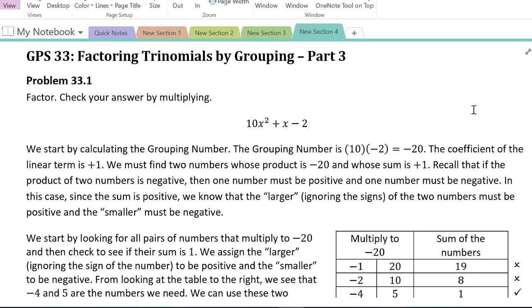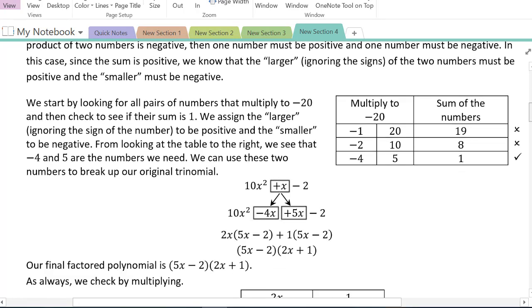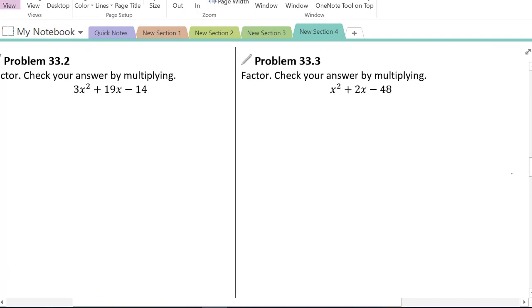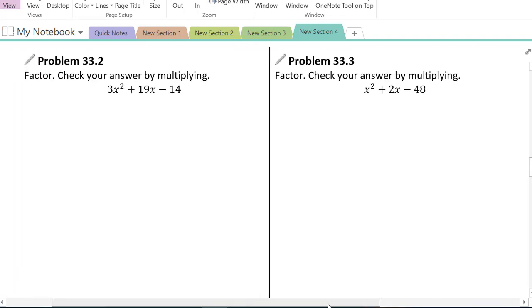Hello class. So in this GPS 33, we're going to look at factoring trinomials by grouping, part 3. So pretty much you're going to see some more examples, a little bit different examples, but similar. So let's just look at an example. So let's look at 33.2.